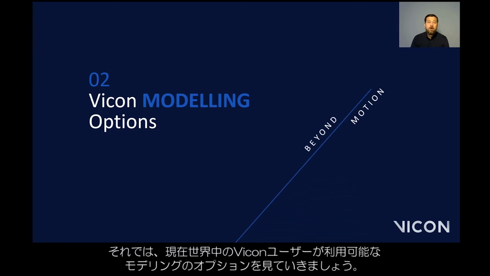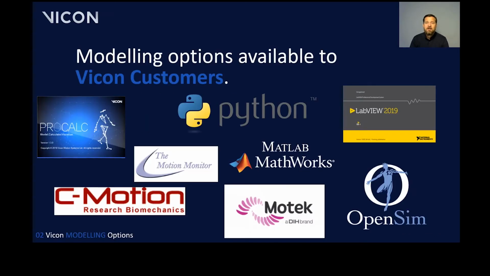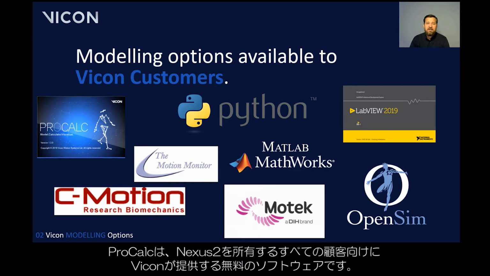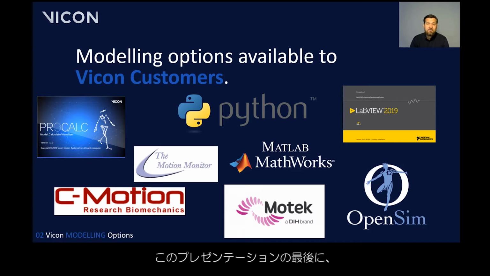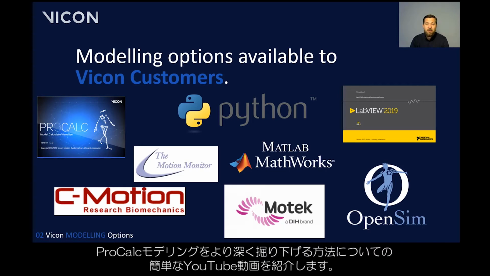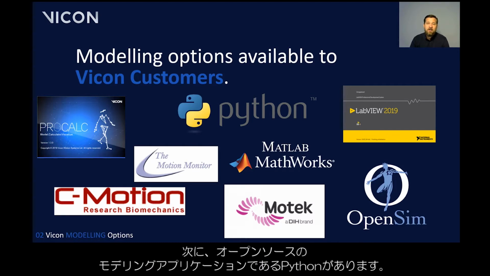Now let's look at the modeling options available to VICON customers across the world today. Firstly we have ProCalc. ProCalc is a VICON provided software for any customer who owns Nexus 2. It's free of charge, there's no extra cost. And at the end of this presentation, I will show you a quick YouTube video on how you can delve deeper into ProCalc modeling. Then we have Python, which is an open source modeling application.